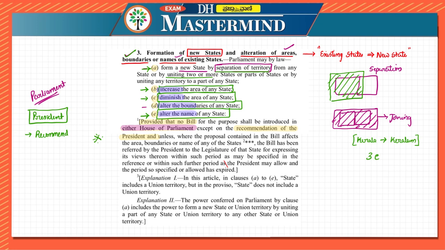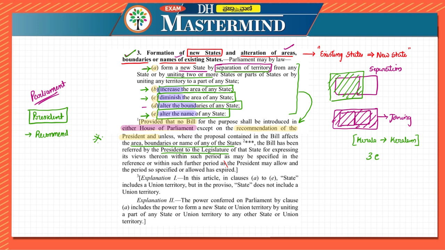In that, the first one which we saw is related to the formation of a state. Unless the proposal contained in the bill affects the area, boundary or name of any states, the bill has been referred by the president to the legislature of that particular state. We'll understand about this again. Now what they are telling is, if anything of these has to be done, then it has to be done only after the recommendation of the president.